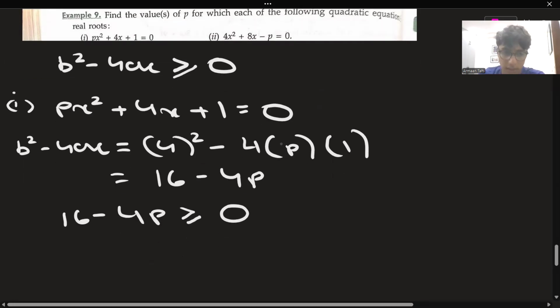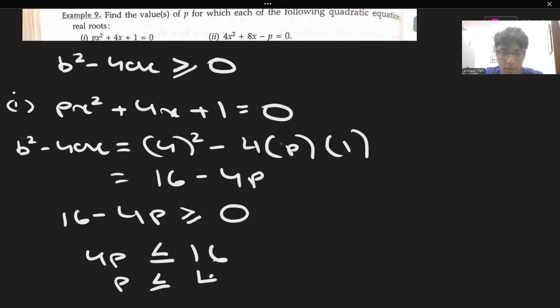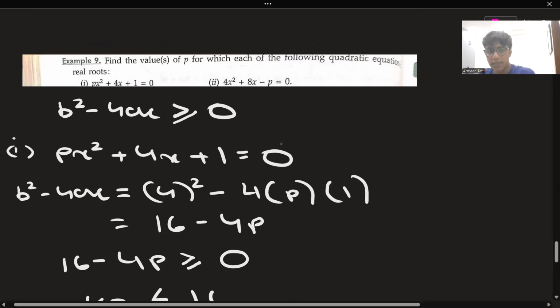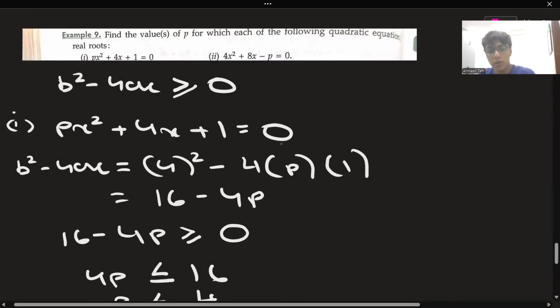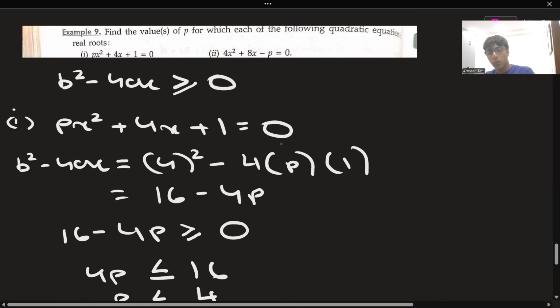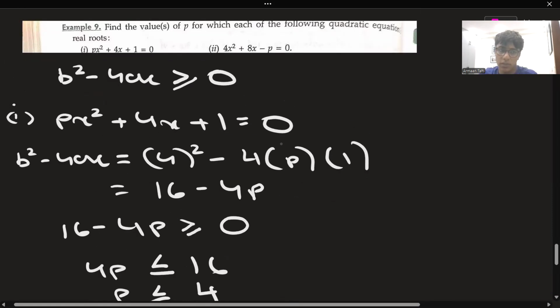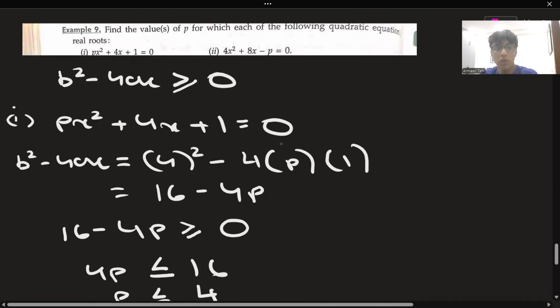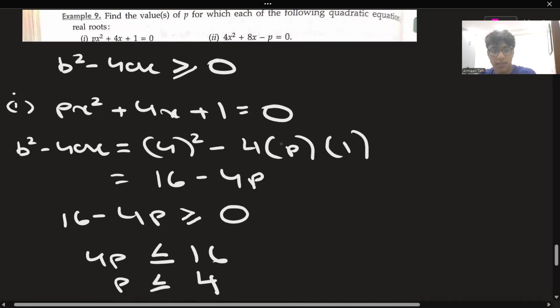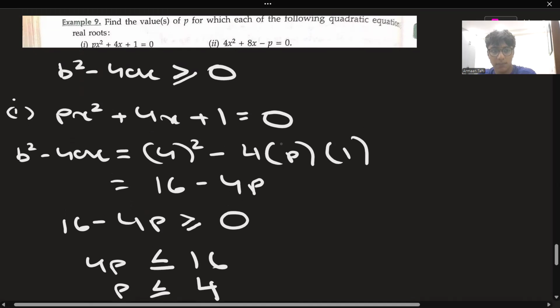Okay. So now let's just solve this. If we take 4p to the other side, you have 4p is less than or equal to 16. So p is less than or equal to 4. Okay. Now, just to test this out, let's plug in one value of this. It's always a good idea whenever you get an answer like this to plug in any one random value and check if it holds. Let's plug in 4 only.